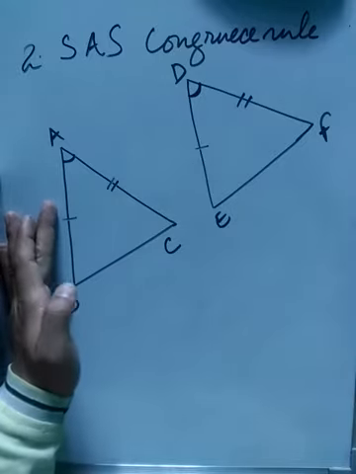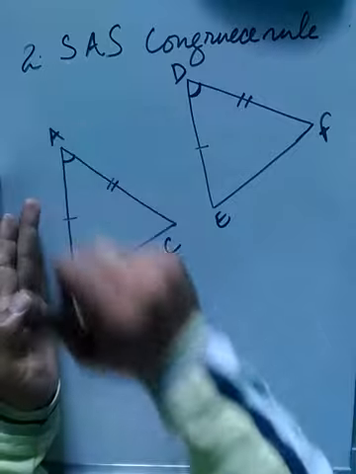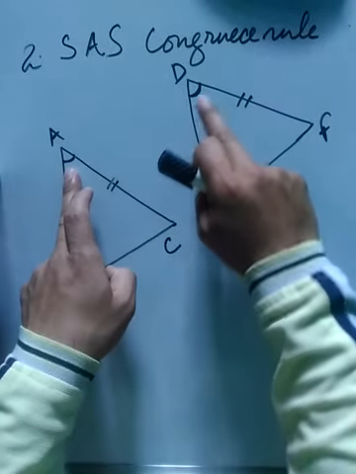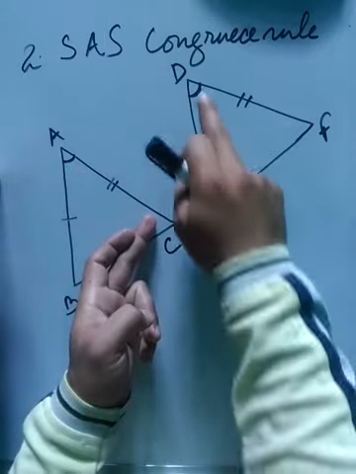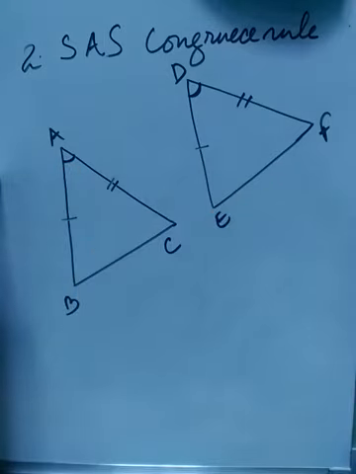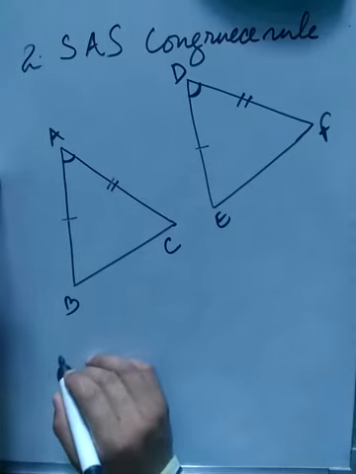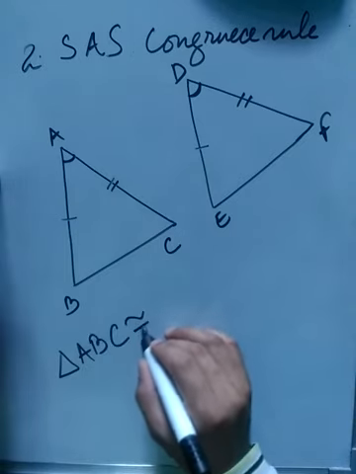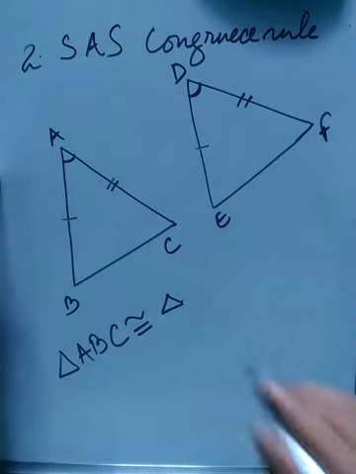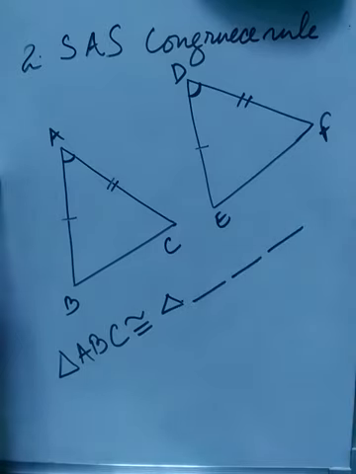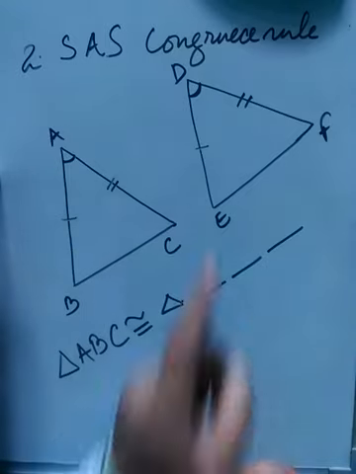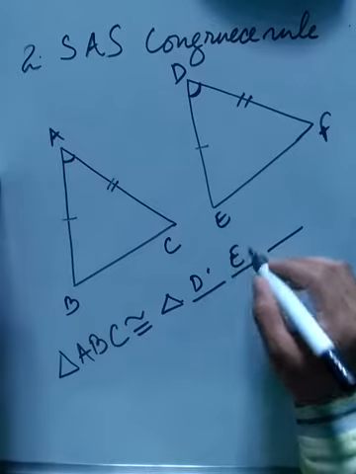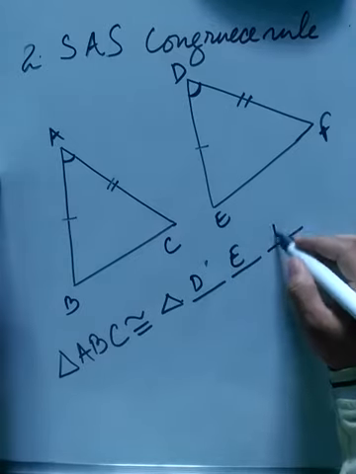So here AB equal to DE. Now side. Next, included angle, angle A equal to angle D. Next, AC equal to DF. If these conditions are satisfied, then the two triangles are congruent. Now let us write triangle ABC congruent to triangle. AB is equal to DE, so let me write here DE, and then remaining is F.